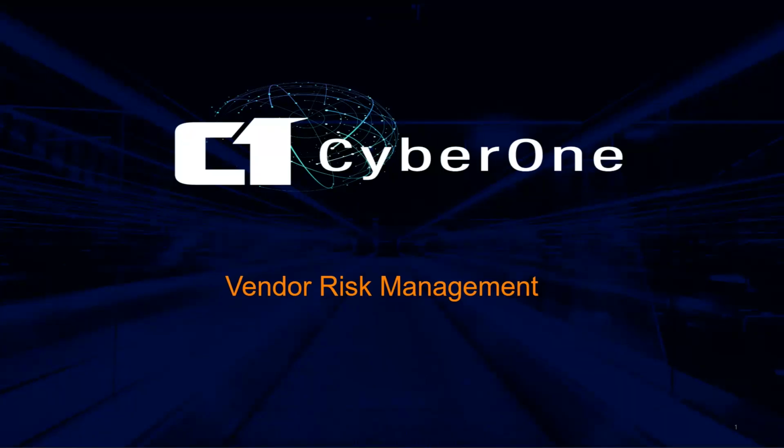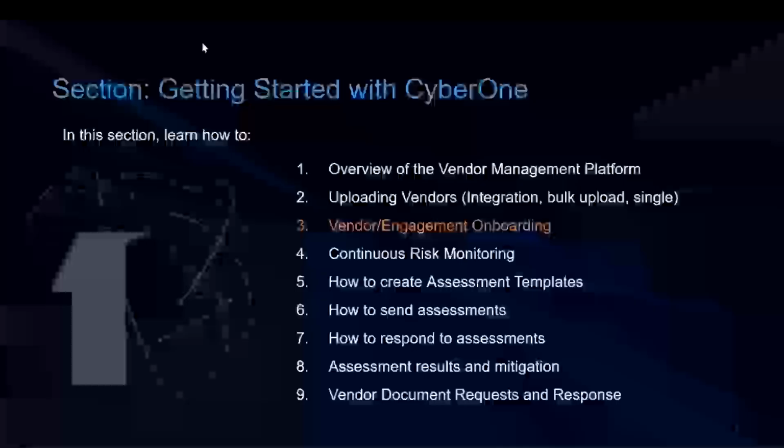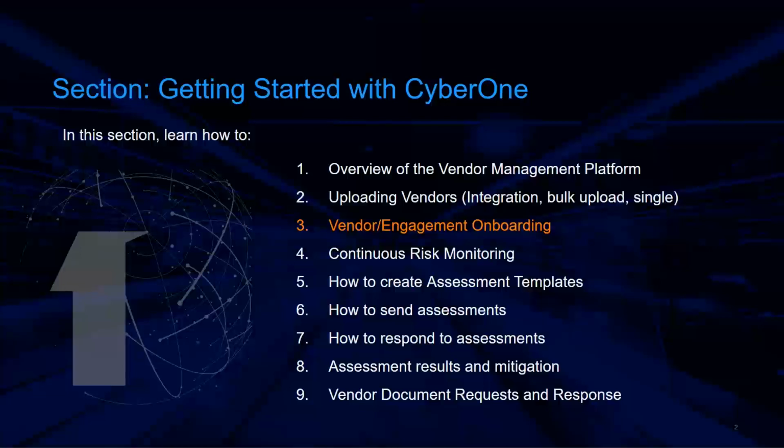Okay, so let's get started. Today we're in the vendor risk management module, and what we're going to be looking at is onboarding vendors and creating engagements once we've uploaded vendors into the system. The vendor is the third-party organization that you might be working with, and the engagement is the specific project or activity that that vendor fulfills. Once we onboard vendors, we can assess either that vendor or the engagement protocol, and we're going to show you how to do that today.